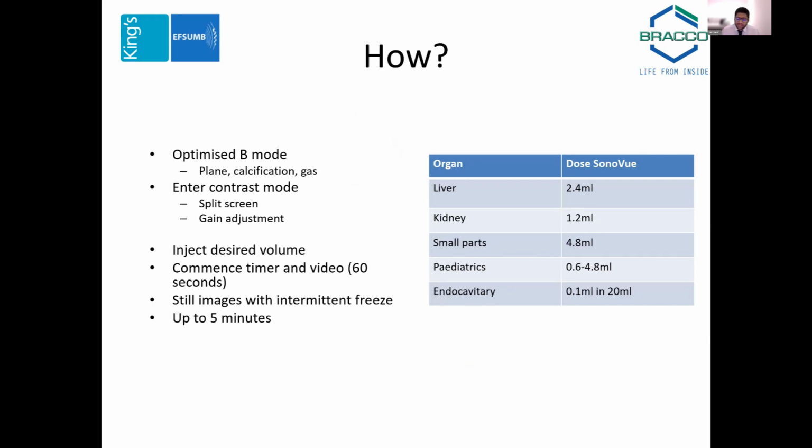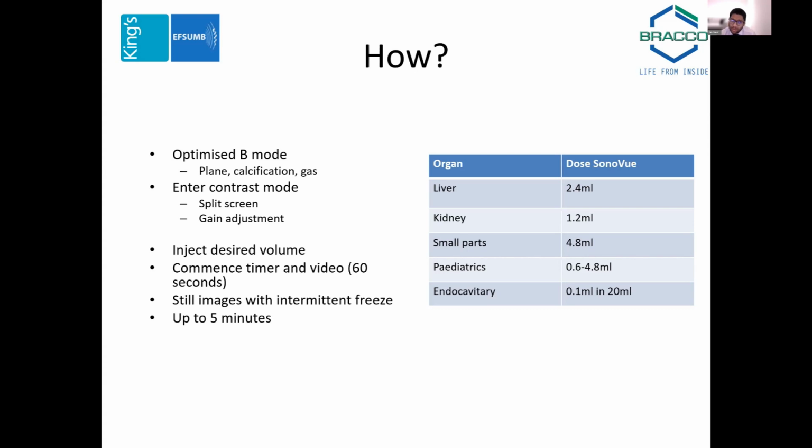So once you've done your optimized B mode, taking into account that you need to be in the appropriate plane of the lesion, the lesion may move up and down with respiration. It's a slightly different practice, keeping your arm relatively still as opposed to constant movement of ultrasound. You also need to make sure you're in a plane that avoids calcification or gas in front of the lesion, to prevent it obstructing your visualization.